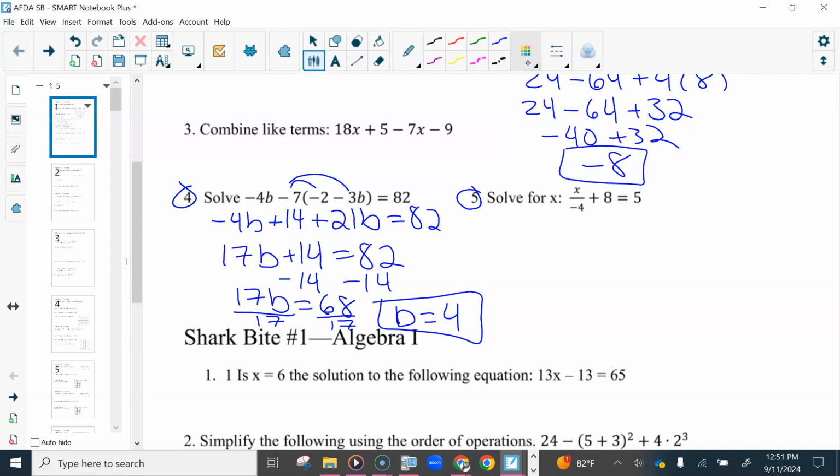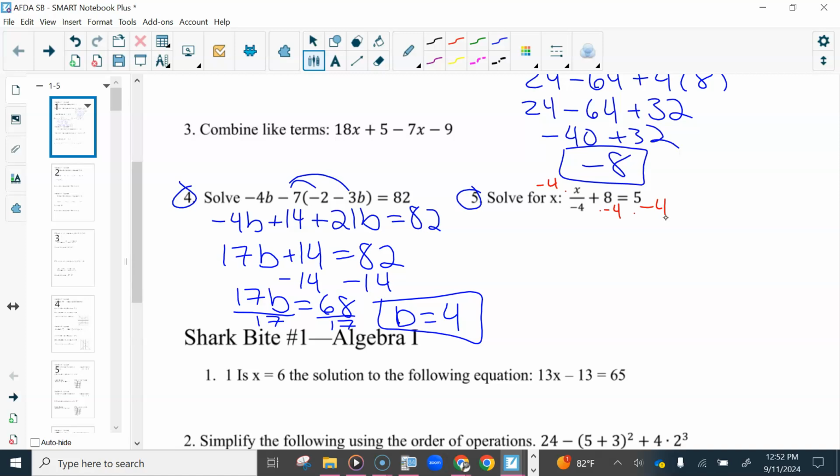In number 5, we have to get x by itself. What would be a good first step? So we could do that. There's actually two different ways to do this. So let's say we multiply everything. We have to multiply everything by -1. Now, you may have subtracted the 8 first, which is fine. We will get the same answer either way. I will show both ways.